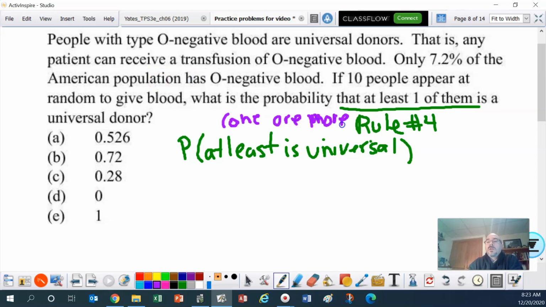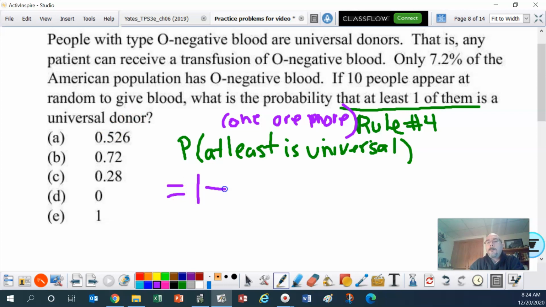Well, sorry it's so sloppy. At least one means one or more. Well, folks, you might have one. You might have two. You might have three. You might have four. You might have five. You might have six. You might have seven. Whoa, whoa, whoa. I can't figure that out. So I have to use the complement. Now, what in the world would be the complement of that?